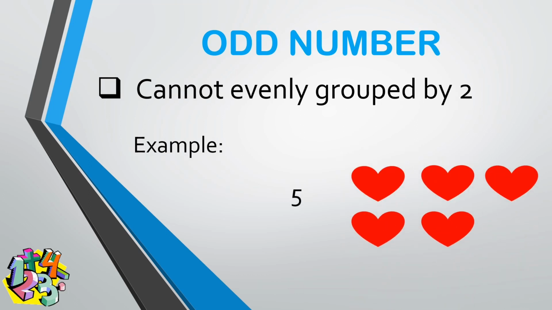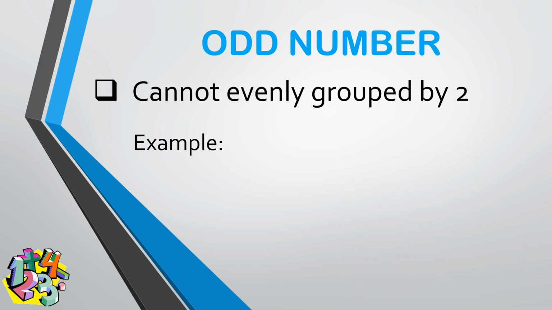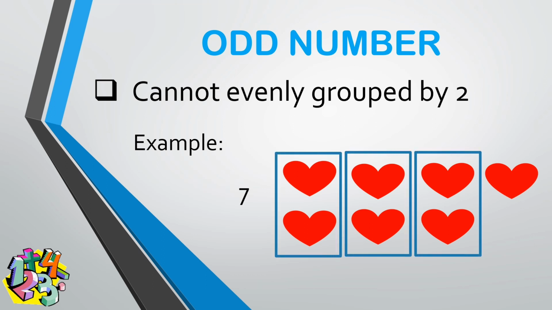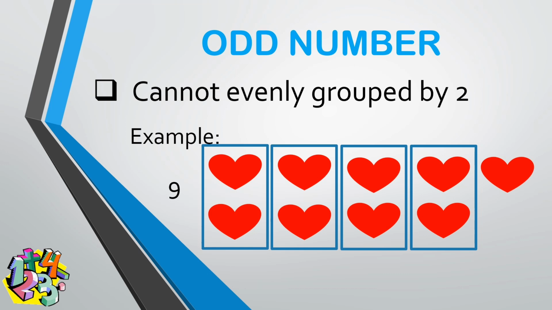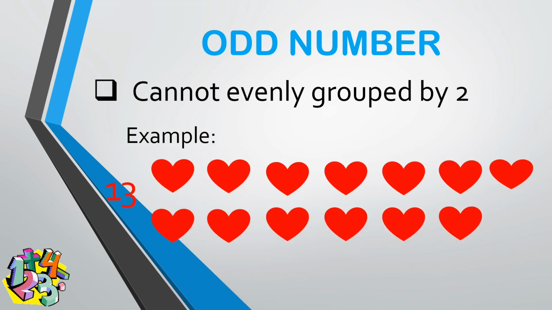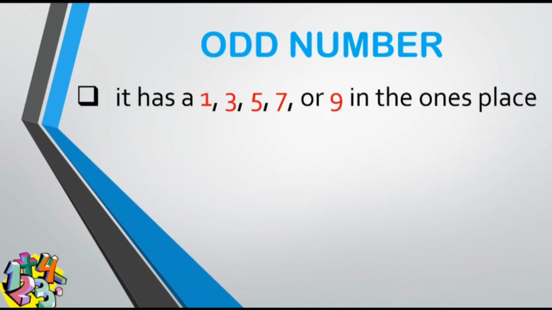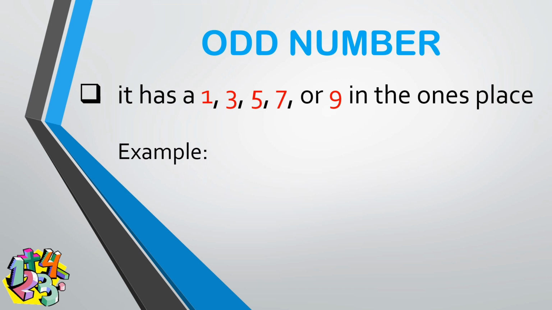Same with 5, 7, 9, and 13. An odd number has a 1, 3, 5, 7, or 9 in the ones place.